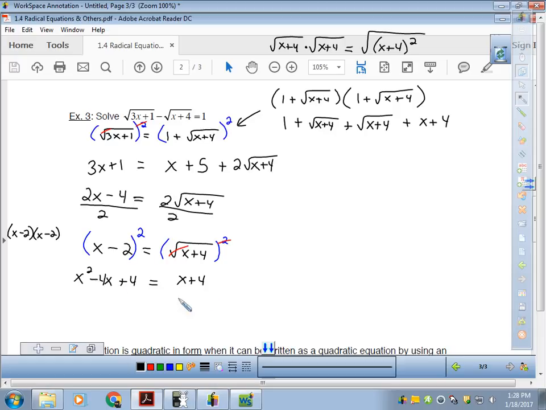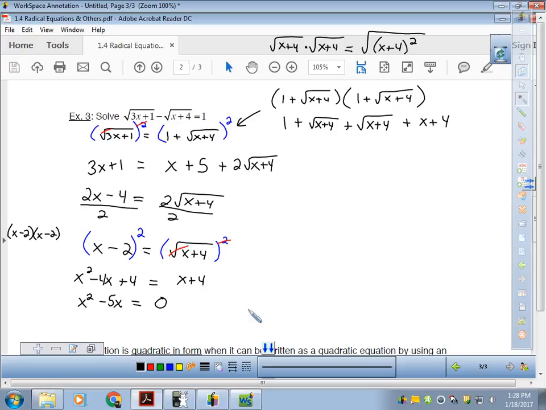So I want to take these and move them over, so that I have a 0 on the right-hand side here. So when I move the x over, I'll still have the x squared, negative 4x minus x is going to give me negative 5x. And then when I move the 4 over, 4 minus 4 is going to be 0. The 4's are going to cancel each other out. So this is where we're at: x squared minus 5x equals 0.